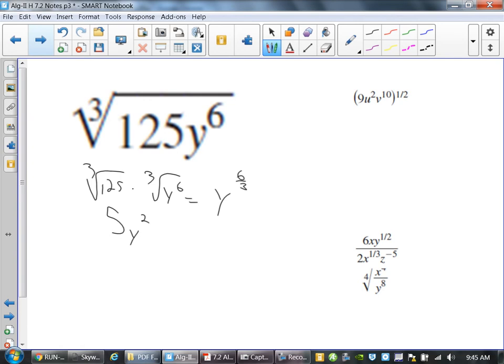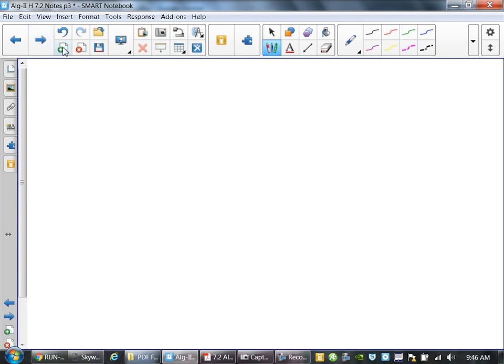But what happens when this 6 is not a multiple of your nth root? What do you do? For example, if I just say the cube root of x to the 5th.